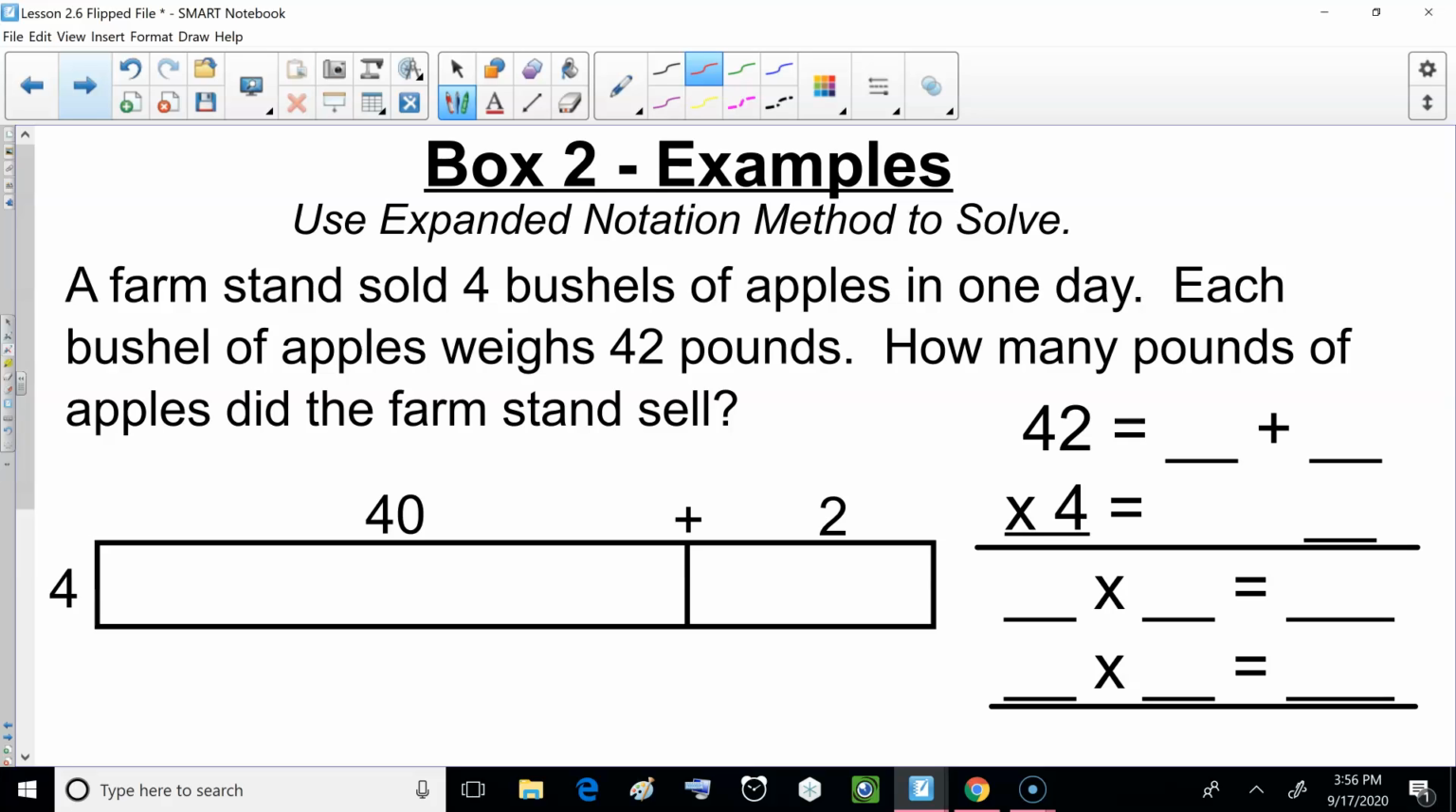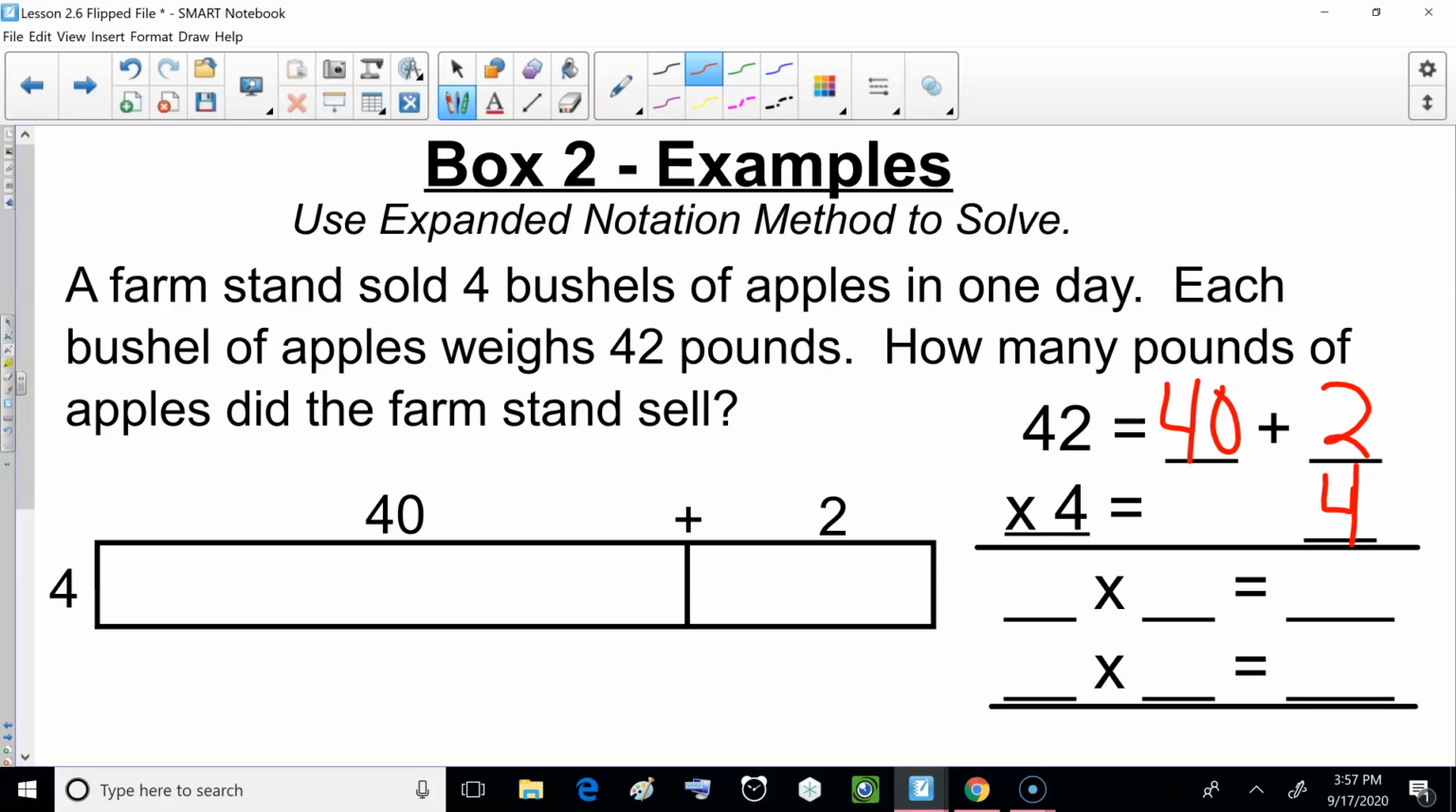So we're going to use the expanded notation method to solve. I have the place value area model up, and I also have the expanded notation method up. So you can see how both of them work together and how both of them are connected. A farm stand sold 4 bushels of apples in one day. Each bushel of apples weighs 42 pounds. How many pounds of apples did the farm sell? If you notice right here in our area model, we broke up the 40 plus 2 and the 4. If you look at our expanded notation, we have 42 times 4. Notice our 4 we don't break up, so our 4 stays the same. But 42 we break up into 40 plus 2, just like we did over in our area model.